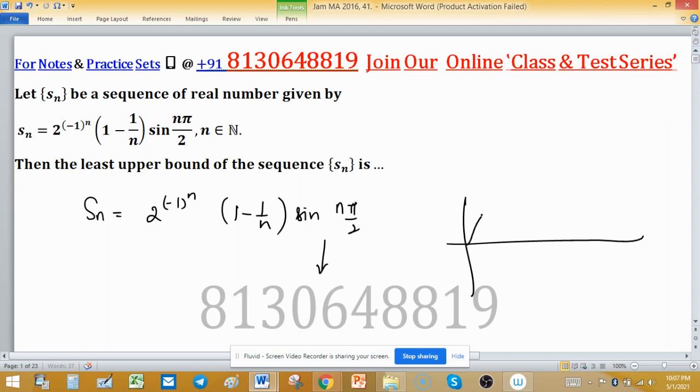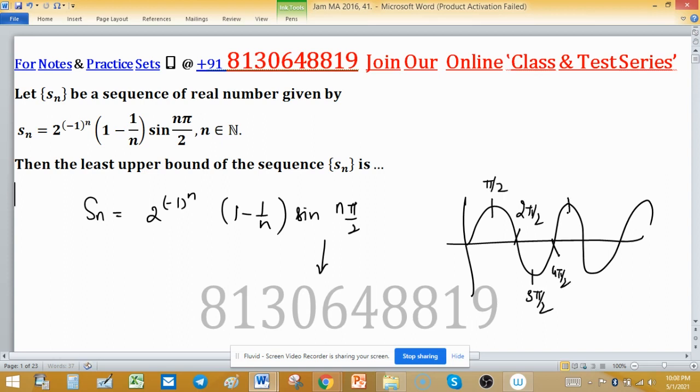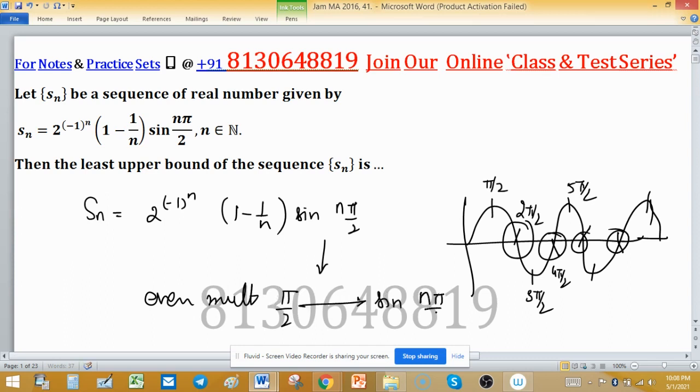So what is the graph of sine x? This is the graph of sine x. This is pi by 2, this is 2 pi by 2, this is 3 pi by 2, this is 4 pi by 2, this is 5 pi by 2, this is 6, 7, 8, 9, and 10. So you can check, this is 2, this is 4, this is 6, this is 8. So for even multiples of pi by 2, the value of sine n pi by 2 will be 0.